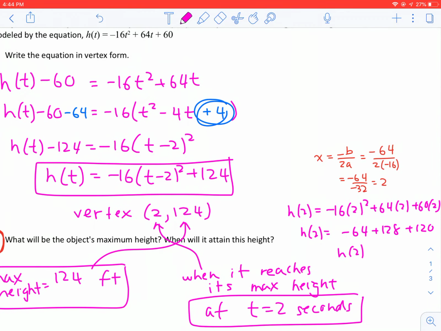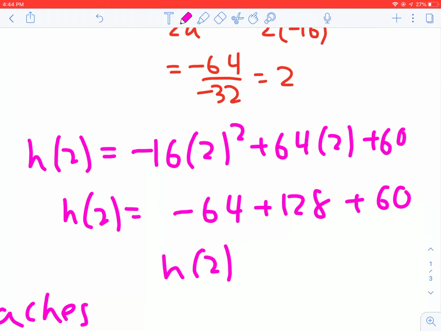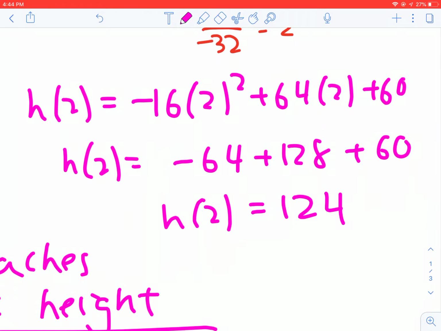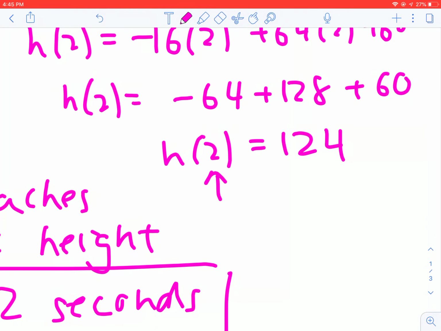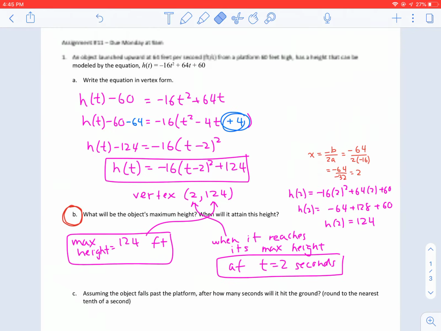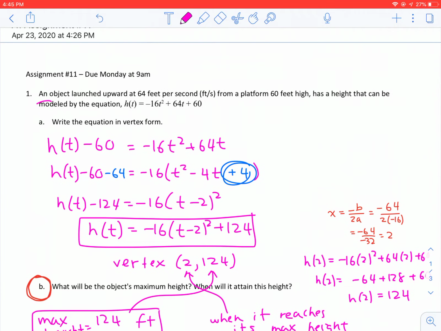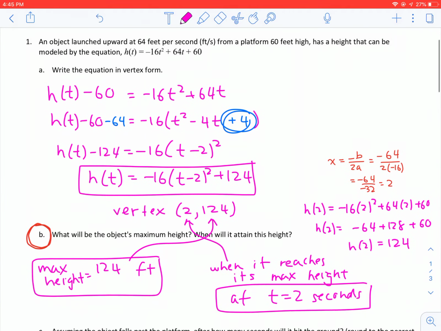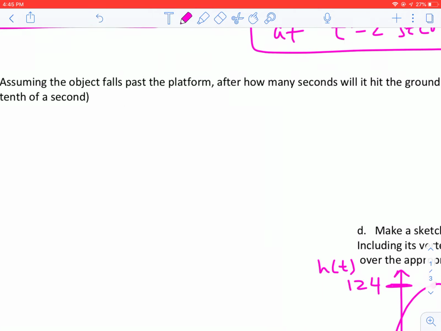Wait, I think I messed up somewhere. Why did I multiply this last guy by 2? That should just be a 60. And so adding those numbers together, we should be getting 124. So after 2 seconds, our max height is 124 feet. Just another way of doing it if you didn't want to get into vertex form. But obviously over here you had to get in vertex form. That was a question. All right, letter C. Assuming the object falls past the platform, after how many seconds will it hit the ground? Round to the nearest tenth of a second.